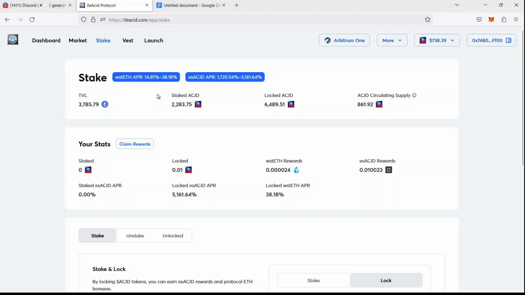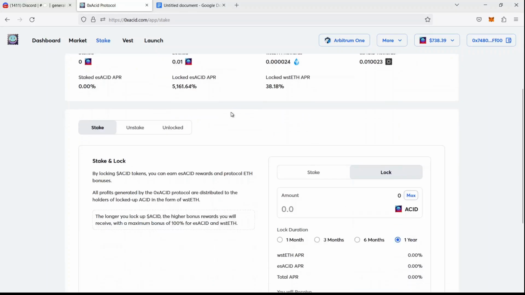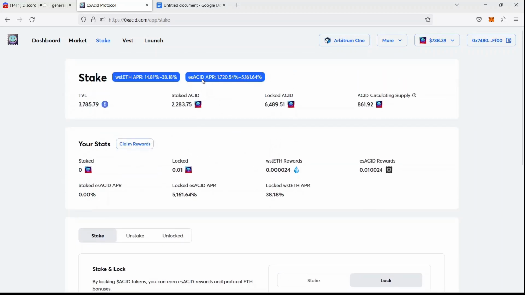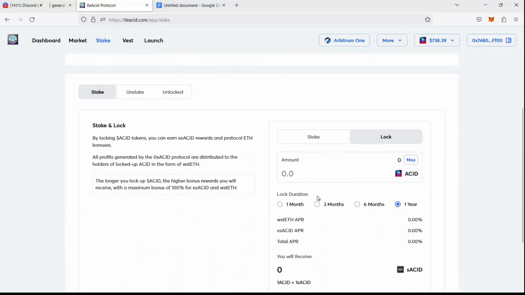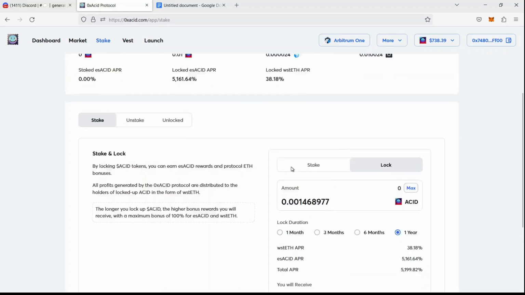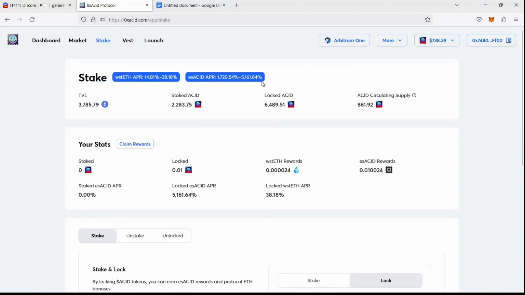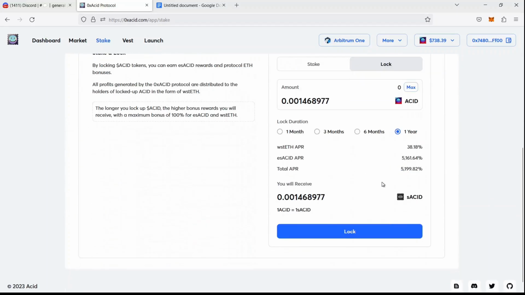So, the shorter the duration of the lock, the lower the yield I would be getting, which is very logical because someone locking for 1 month is not going to get the same sort of rewards as someone locking for 3 months or 6 months or 1 year. Now, by locking for 1 year, you are able to get the maximum APR for both assets that the protocol is offering.